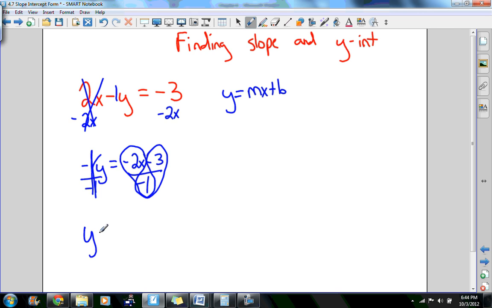So I get y equals, whoa, don't do that. Y equals positive 2x plus 3. Because negative divided by negative is positive. Now, it is in y equals mx plus b form. Let's get this up here.